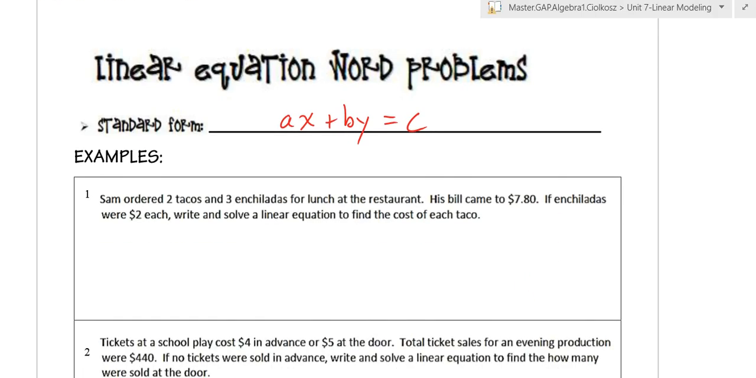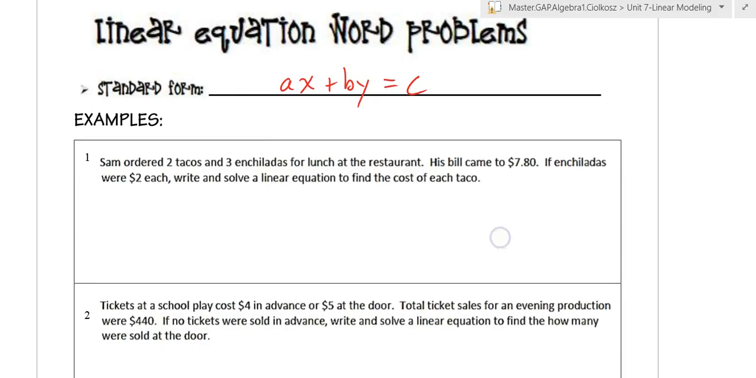Alright, x and y are variables. So for number 1, Sam ordered 2 tacos and 3 enchiladas for lunch at the restaurant. His bill was $7.80. If enchiladas were $2 each, write and solve a linear equation to find the cost of each taco. So here, first thing we need to do in these problems is we're going to define our x and y.